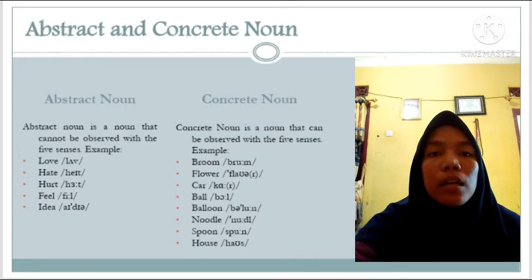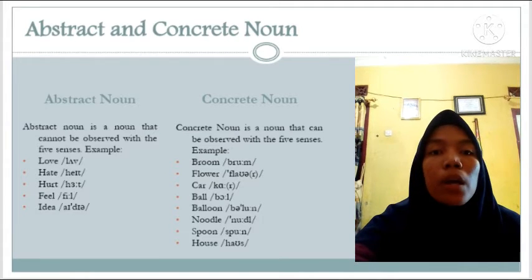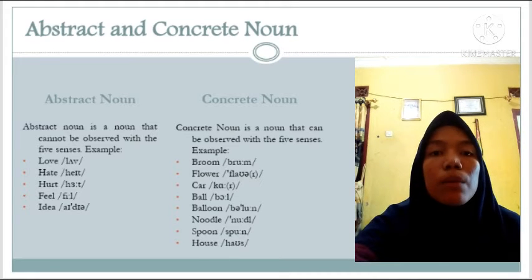The third, abstract noun and concrete noun. An abstract noun is a noun that cannot be observed with the five senses. For example, love, hate, heart, feel, and idea. While a concrete noun is a noun that can be observed with the five senses. For example, broom, flower, car, ball, balloon, noodle, spoon, and house.